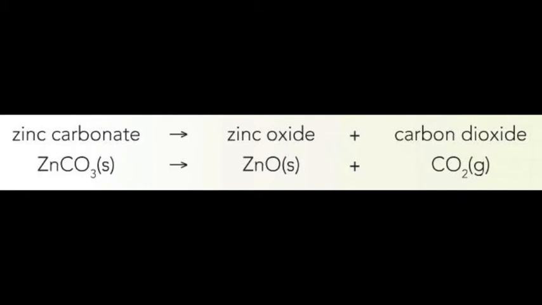The symbols (s) and (g) are state symbols. They show that zinc carbonate and zinc oxide are solids and carbon dioxide is a gas. Pure liquids are shown by an (l). Aqueous solutions, formed when substances dissolve in water, are shown by an (aq).